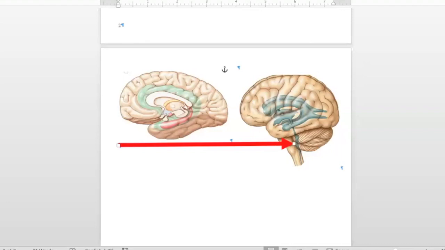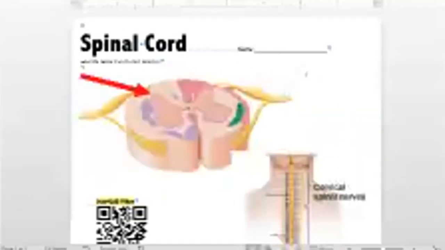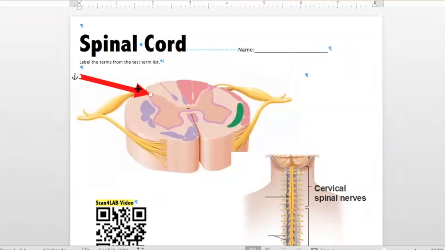And number 9 is in the cord. Where is my cord? Here's my cord. There's the cord. All right, number 9 is right here. This yellow bulge. What was that? That's the dorsal root ganglion. You got to know that.